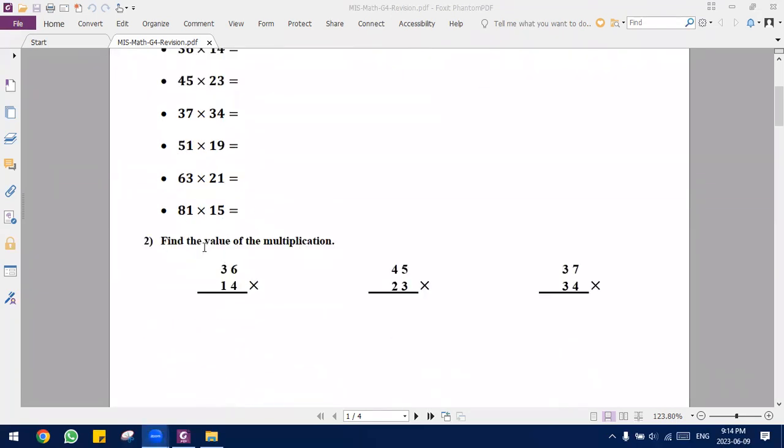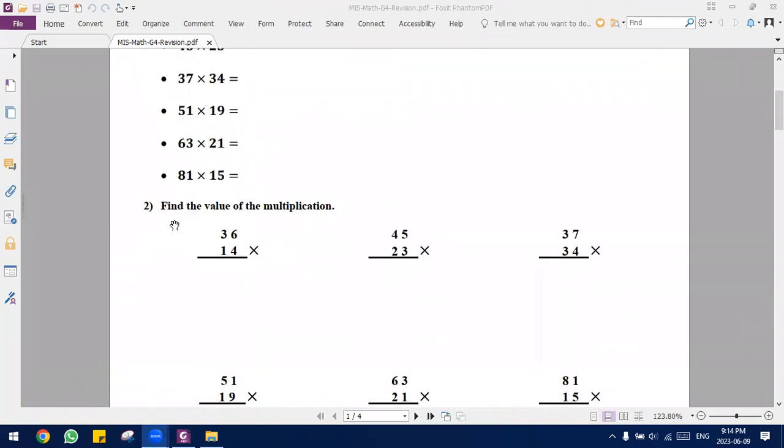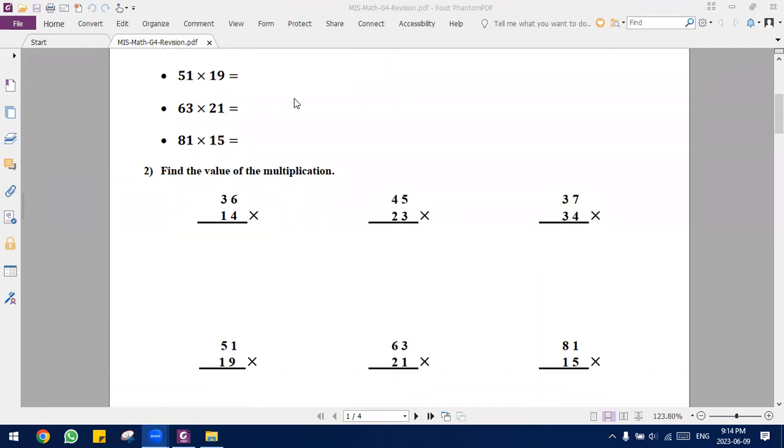Now, in the second part here, we have the same values, but it says find the value of the multiplication. Here in the question, it says find the value. So I need to multiply to find the accurate, the exact value, not an estimate. So here we have 36 times 14. I have 2 by 2 digits. To make it easier, the first value, like 36 or 45 or 37, I'll use all of it. But the second value, for example 14 or 23, I'll not use all of it. I will take it one by one value.